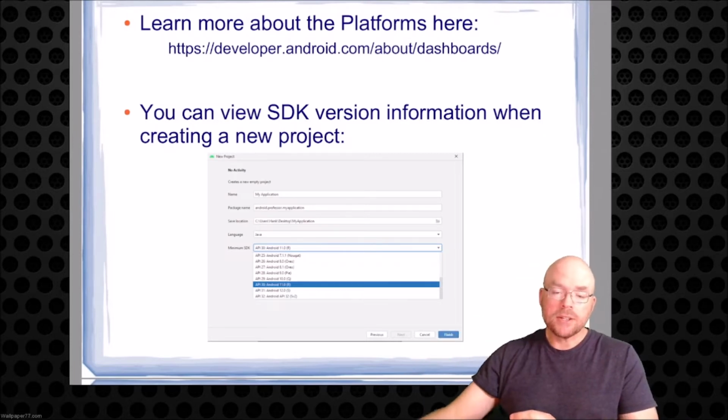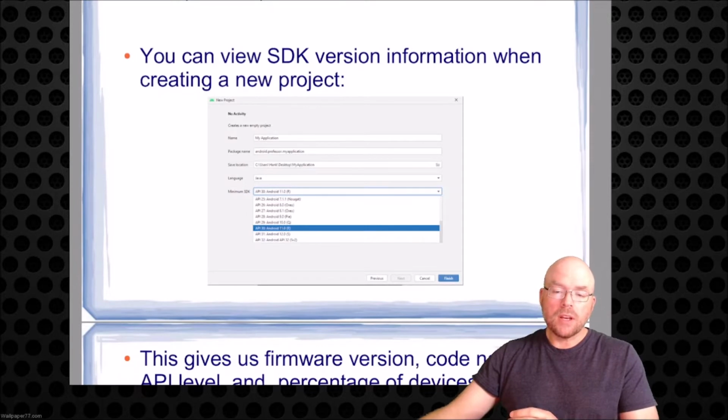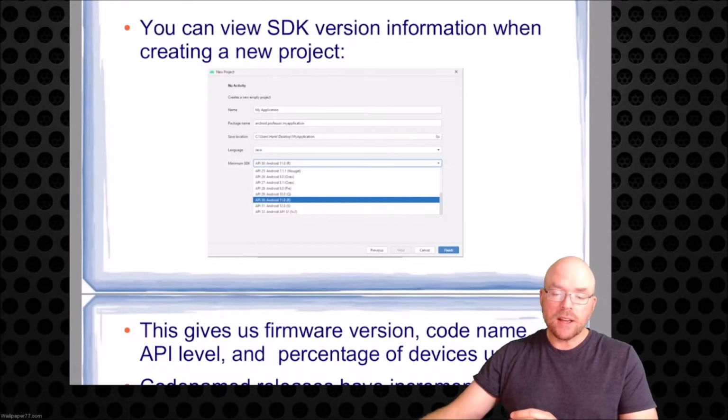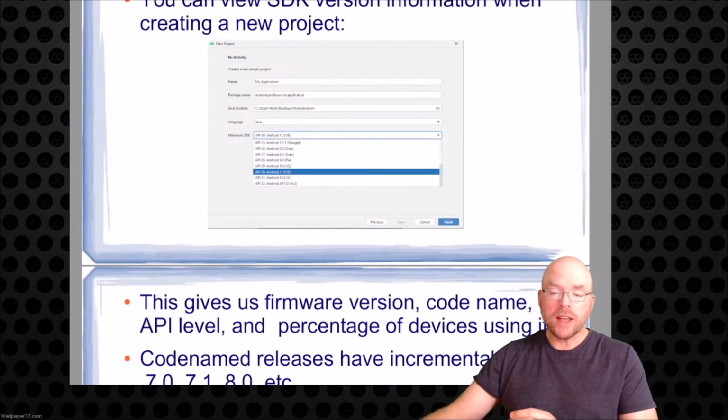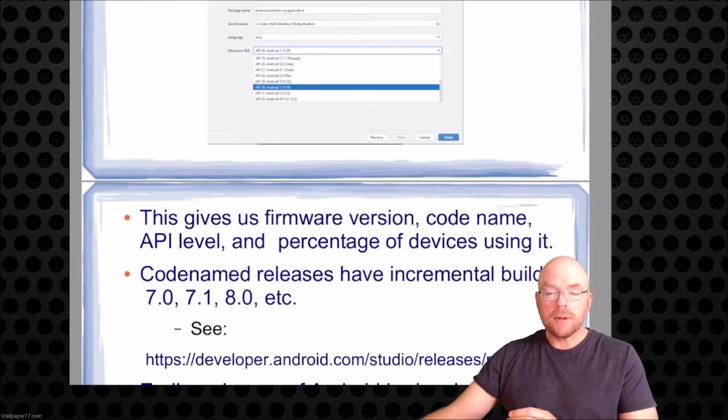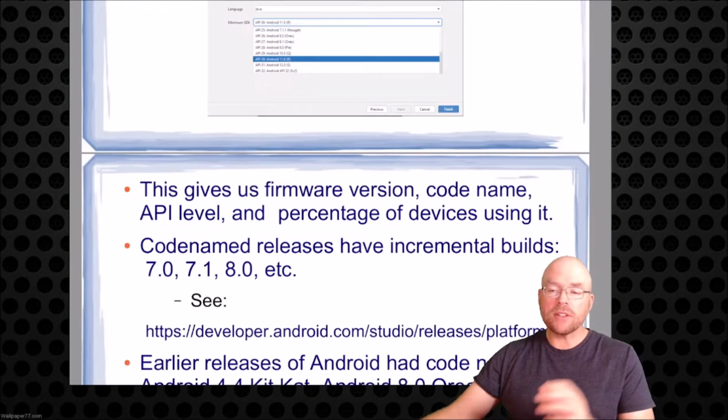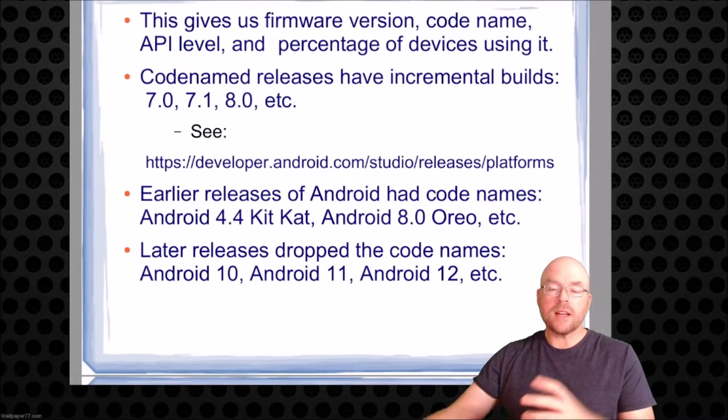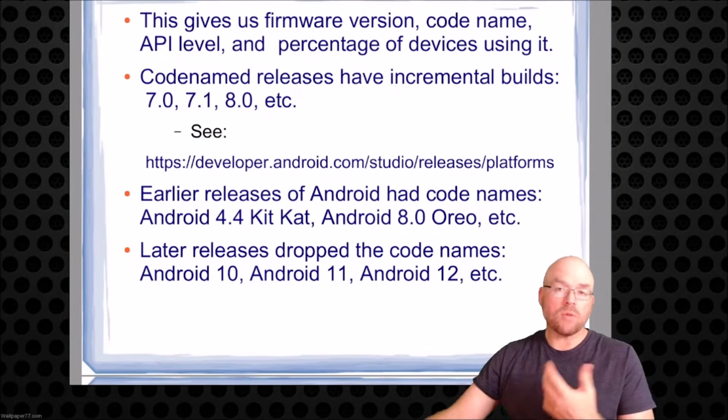You can select that, and you can see in these options that each one of these lines is going to give us a code name, an API level, and firmware version. Once you select it, underneath the minimum SDK there's a little blurb that gives a percentage of devices, a good guess at the percentage of devices that your app will run with.